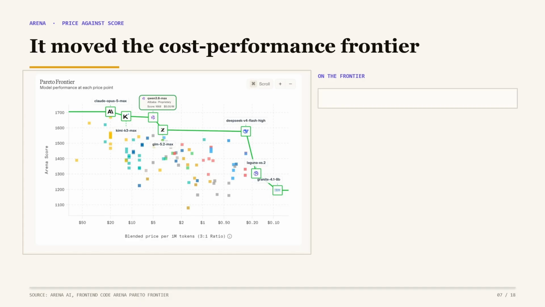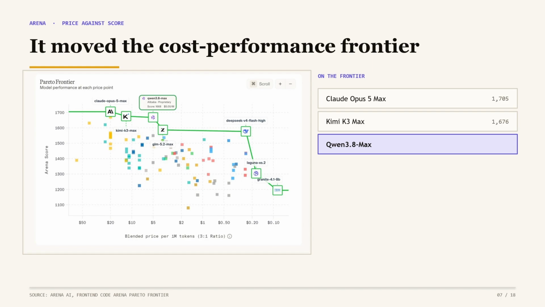If a model is on that line, it means nothing gives you a better score for the same money. Qwen 3.8 Max is on that line at $5 per million blended. Think of it like shopping for a car. There are faster cars, but at this price, nothing is faster. That is what being on the line means.